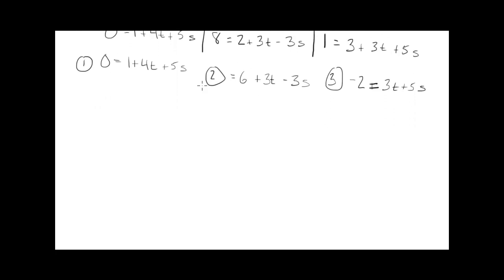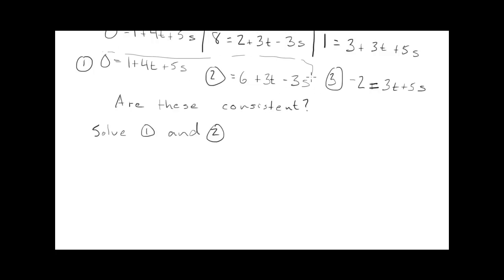So now what we need to do is check that these are consistent. That means, is there an s and a t which satisfy all three equations? So what we're going to do is solve 1 and 2. Nothing special about 1 and 2. Could have done 1 and 3, could have done 2 and 3. So we're going to look at these two and solve this system, figure out which t and s satisfy this.